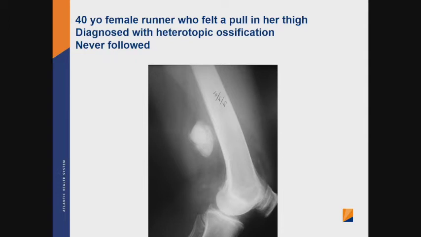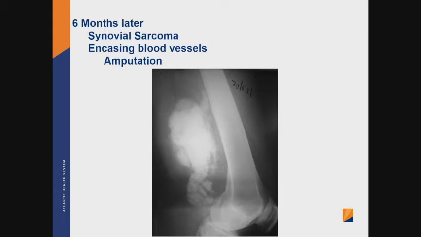This is a patient who was a female runner, gave a history of a pull in her thigh, and based on the x-ray was diagnosed with heterotopic ossification in her thigh muscles, in her hamstrings. And she wasn't followed with x-rays over the course of time, and 6 months later or so, she presented with this, and this was ultimately biopsied and determined to be a synovial sarcoma that actually was wrapped around her blood vessels at this time, and she required a very high above-the-knee amputation.